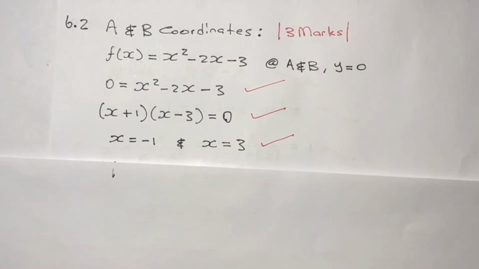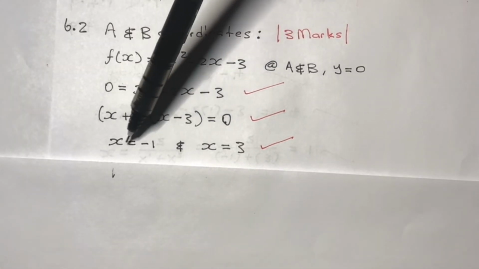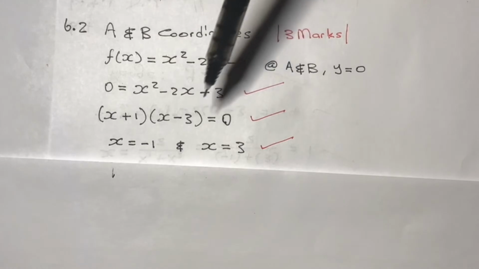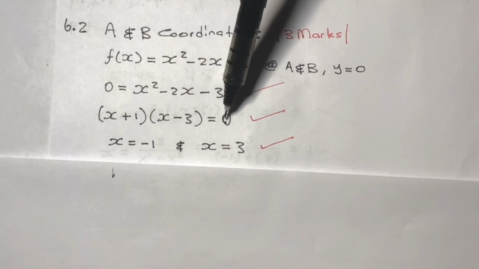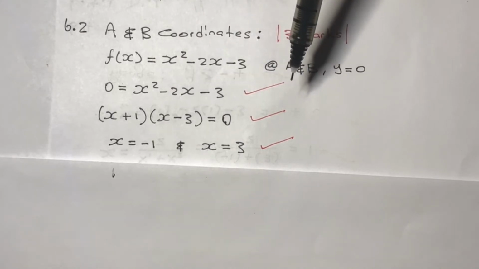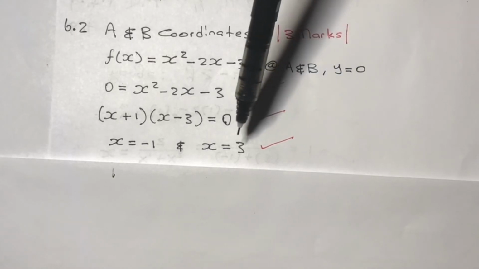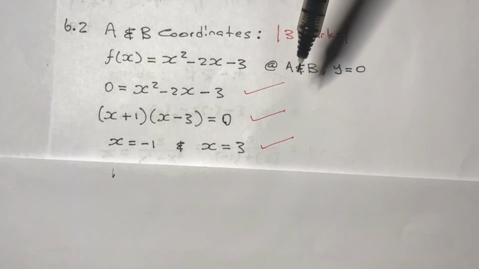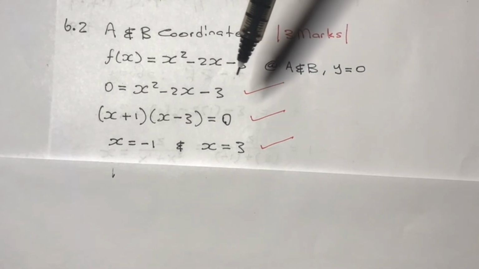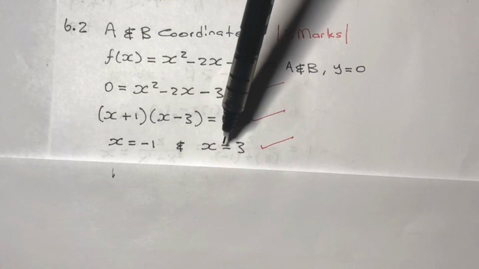So next step, you equate this to 0 and you've got your x, which is minus 1. And you also do the same for this. You've got your x minus 3 equals 0. You move your -3 to the other side of the equal sign and it becomes +3. So you've got your two x values as -1 and 3.